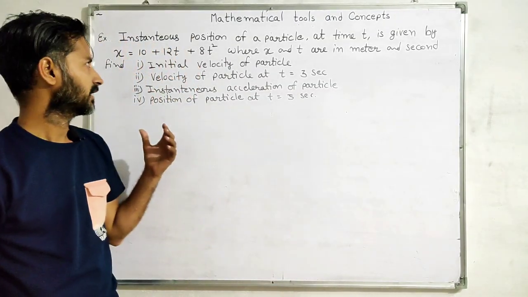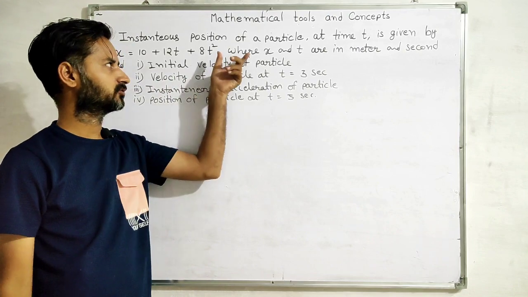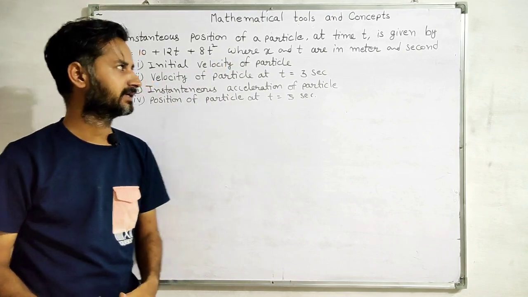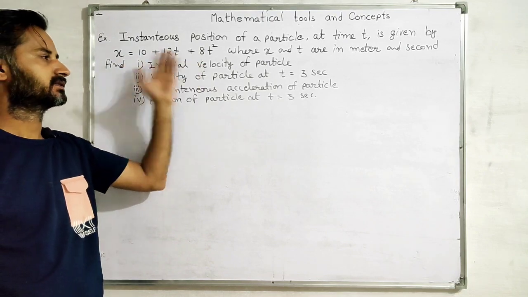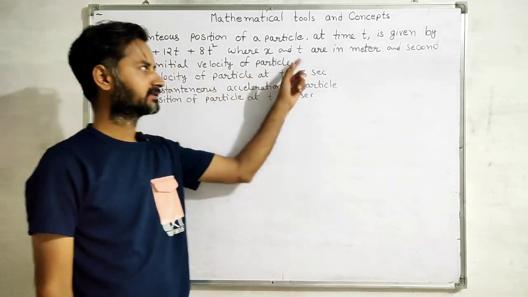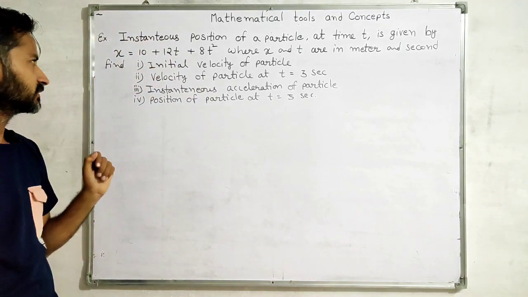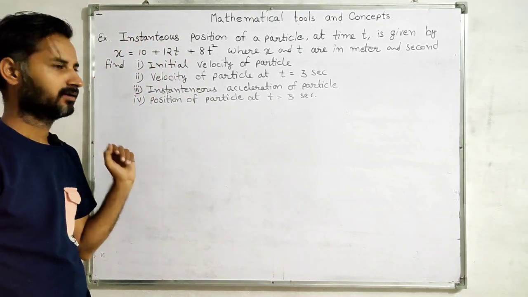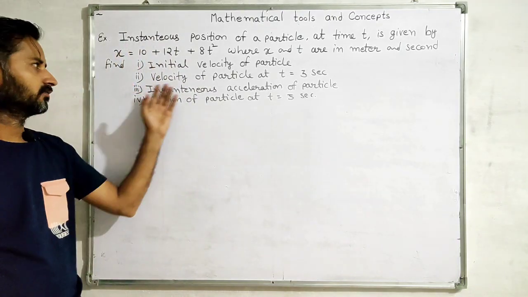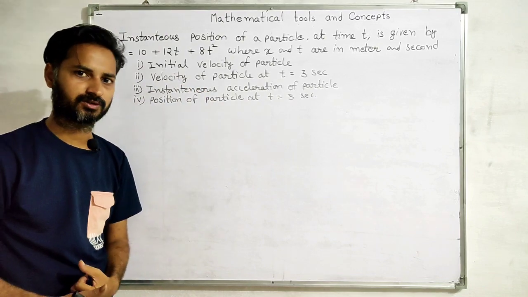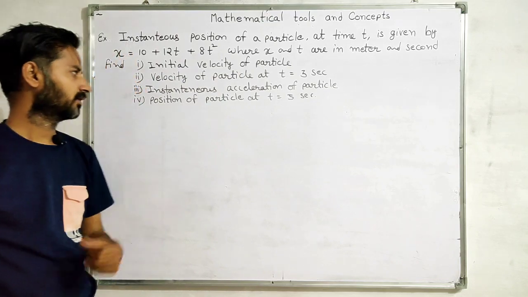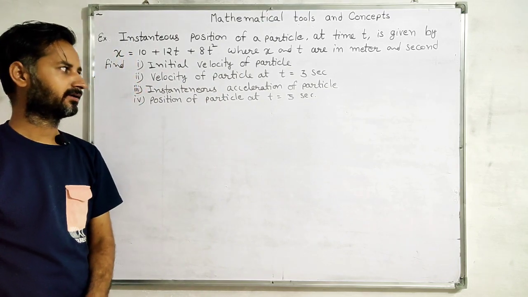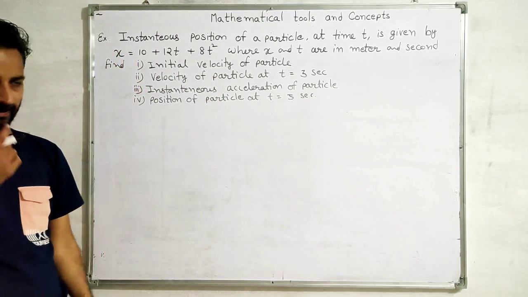We have another example. The instantaneous position of a particle at time t is given by x = 10 + 12t + 8t², where x and t are in meters and seconds respectively. Then we have to find the initial velocity of the particle, the velocity of the particle at t = 3 seconds, the instantaneous acceleration of the particle, and the position of the particle at t = 5 seconds.